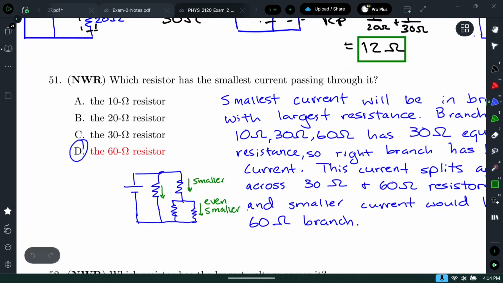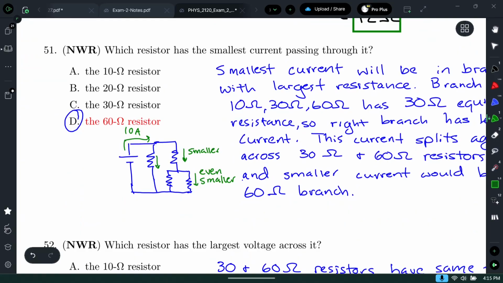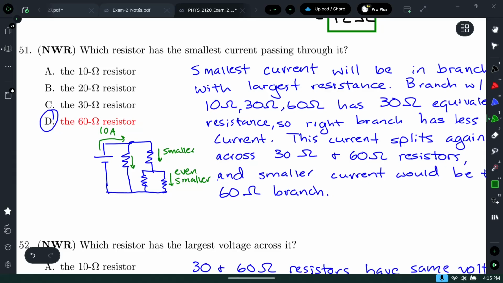So let's pick a certain amount of current to be leaving the battery. It's just going to depend on what resistances are connected, but let's say 10 amps leaves the battery. I know based on the resistances that are given how to infer this, but if I had different resistances, the answer could be different. So right here, the current has a choice, and the choice it's going to make is going to be based on the resistance it's seeing, quote unquote, from both branches.